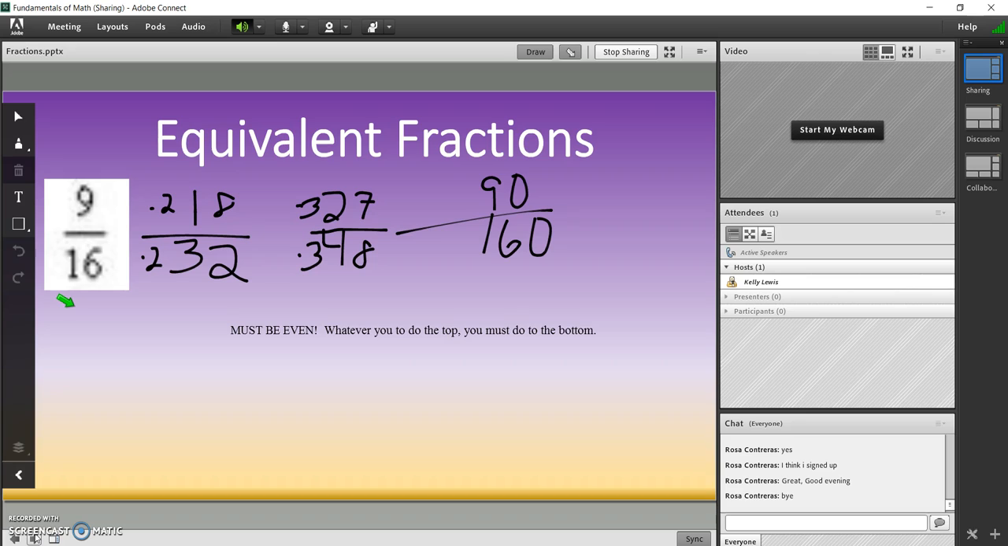Okay, equivalent fractions. So I'm the same person whether I'm 50 pounds heavy or 50 pounds lighter. I'm still equivalent to myself. So if we took 9 and we multiplied by 2, then we would get 18. If we did 16 times 2, we'd get 32. Okay, here's the thing you've got to remember. It has to be even.